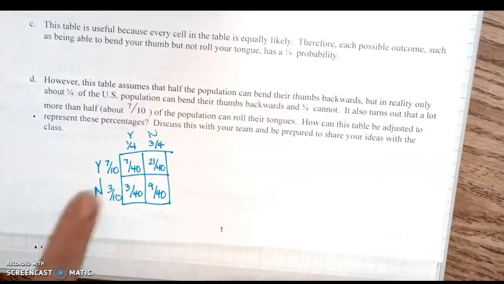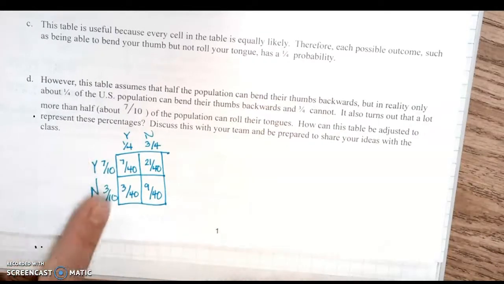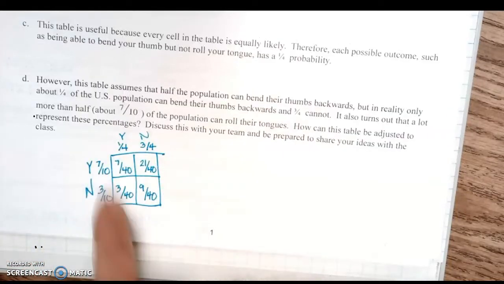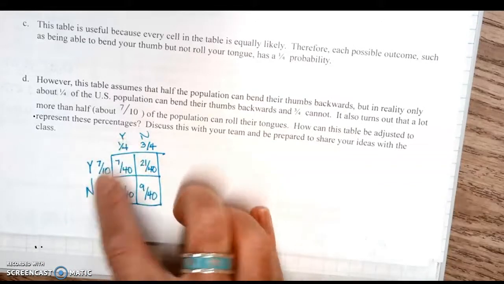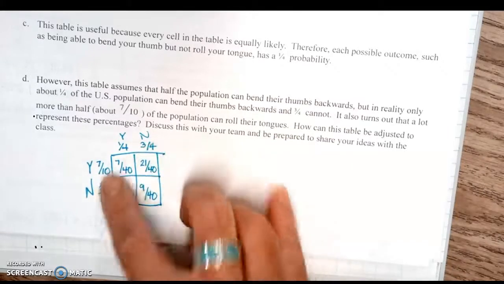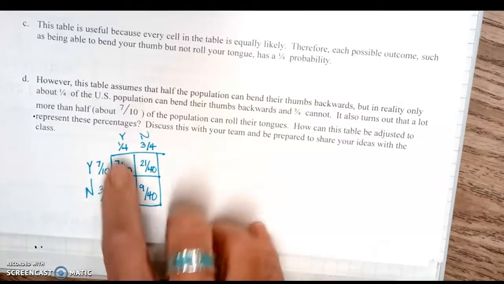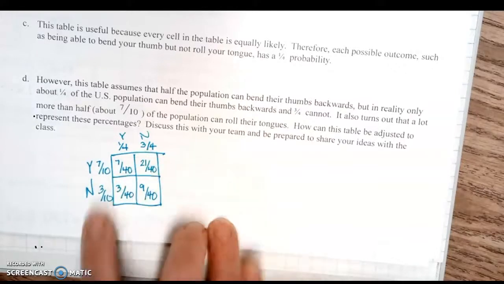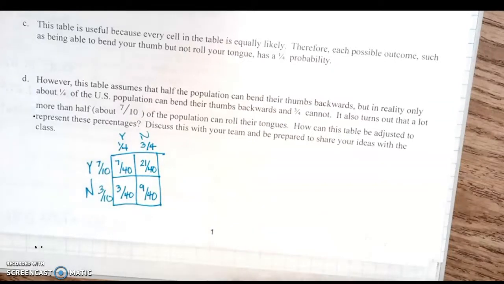Okay? So for rolling the tongue, we had 7/10. That means we have 3/10 that are no. So to fill in each of the boxes, we have to multiply top times the right. So 1/4 times 7/10 is 7/40, and 3/4 times 7/10 is 21 over 40. 1/4 times 3/10 is 3 over 40. And 3/4 times 3/10 is 9 over 40. Right? Anybody still writing?